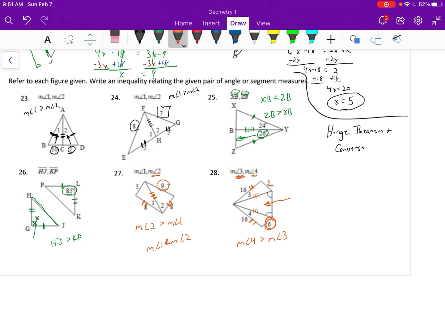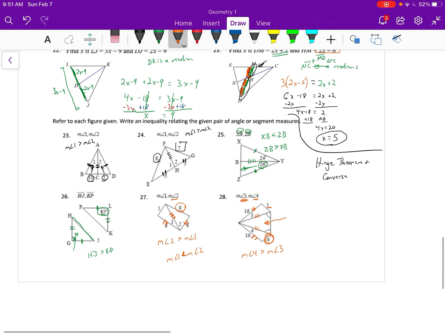And there you have it. Answers for the test review. Make sure you're ready.